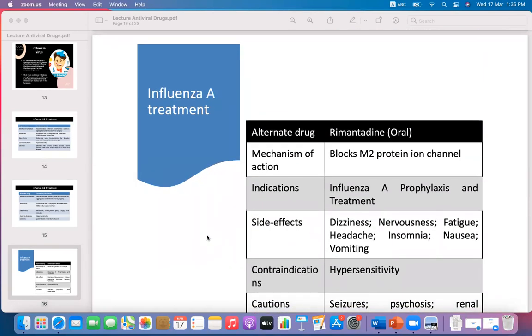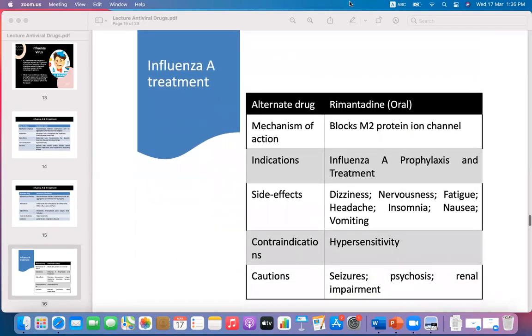What is the alternate drug for only influenza A treatment? Not B, only influenza A. The alternate drug is rimantadine, which is available as oral formulations. Mechanism of action: it blocks the M2 protein on the ion channel, as we saw in the replication of RNA virus, and blocking the M2 protein, which is a rate-limiting step, stops the formation of the virus.